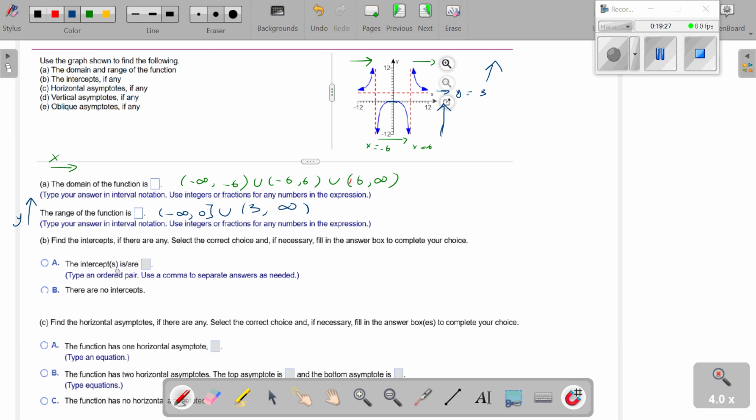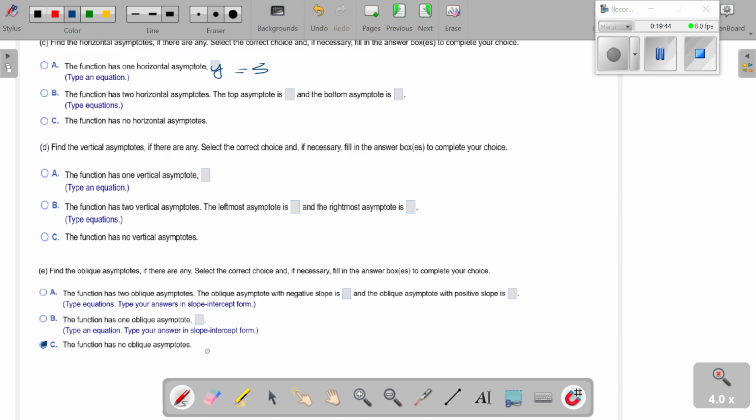Okay, what are the intercepts of the function? We have only one intercept, which is at this point, at (0, 0). The horizontal asymptote, as we talked about, is this line, y equal to 3. Next, what are the vertical asymptotes? We found them. They were at x equal to -6 and x equal to +6. And there was no oblique asymptote here.